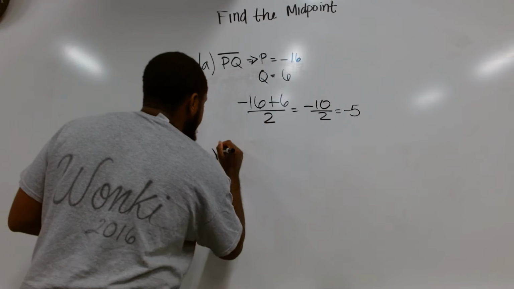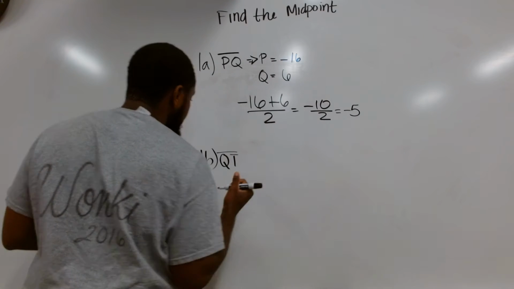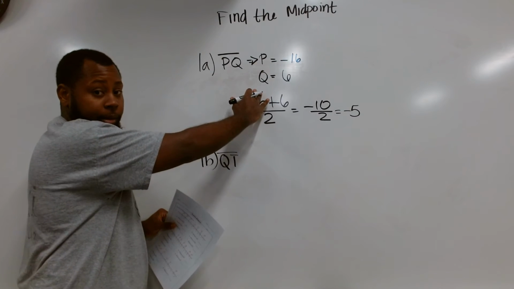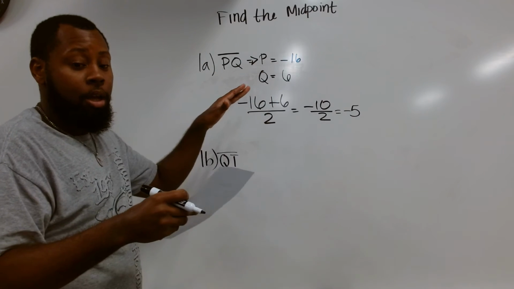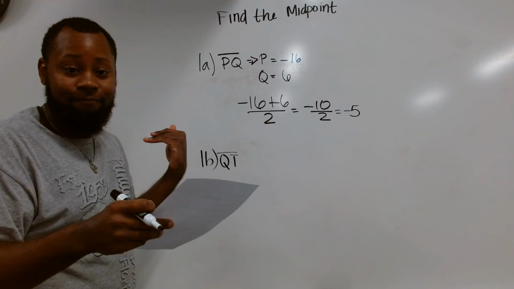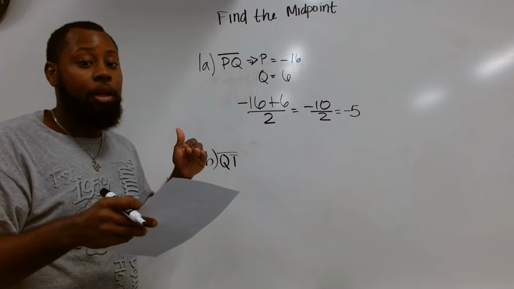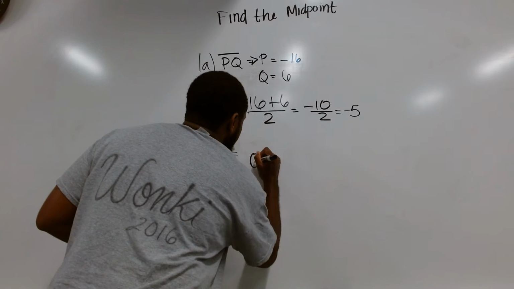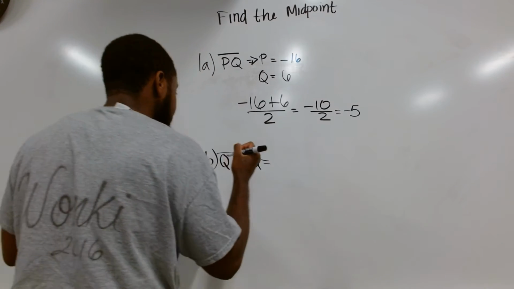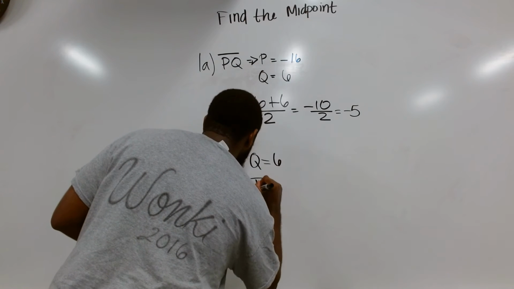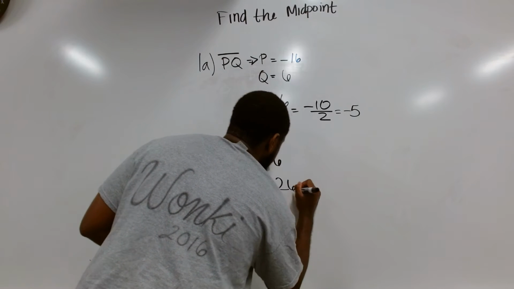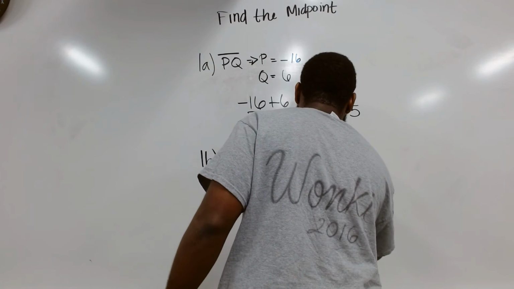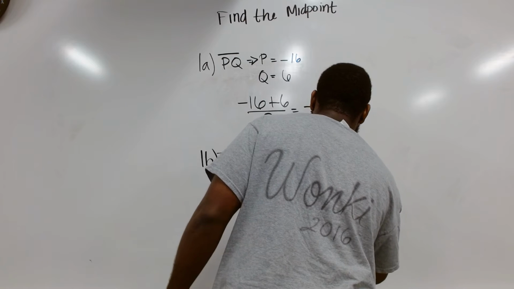It says QT, line segment QT. Okay? I'm going to start off doing this type of template. I'm going to start us off doing this. Once we get to 2 and 3, it's gone. We just get into it because we have already established how to do it. So tell me, my Q in this example is 6. My T is 26, right? So that means I'm going to have 6 plus 26 divided by 2.